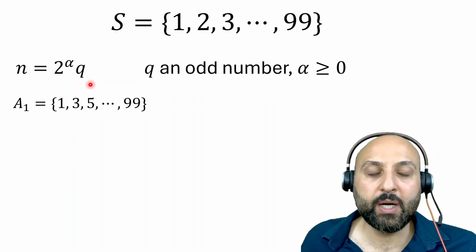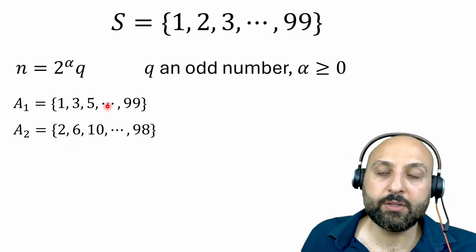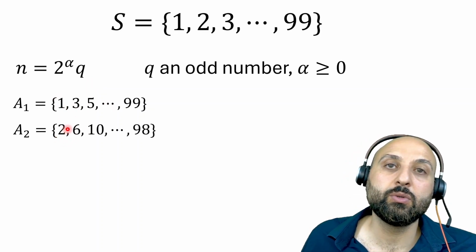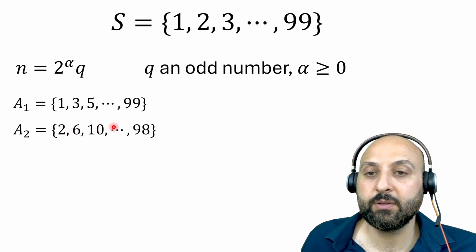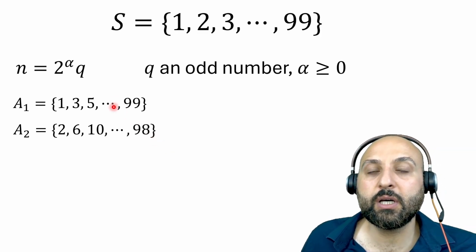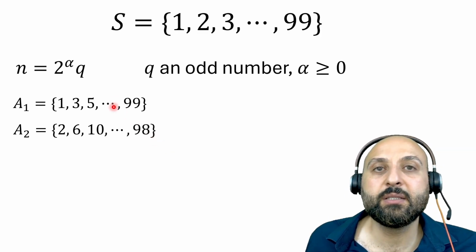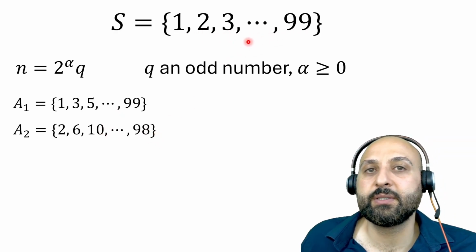If alpha is 1, we will have twice the odd numbers. So 2 times 1 is 2, 2 times 3 is 6, 2 times 5 is 10, 2 times 7 is 14, and so on. And then we get to 49. 2 times 49 is 98. And above that, we don't care because it does not belong to this set S.